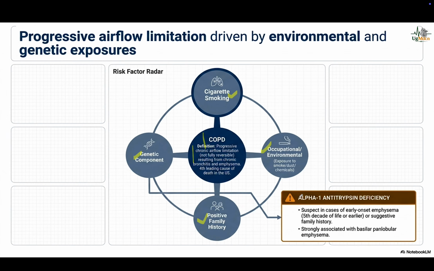Suspect alpha-1 antitrypsin deficiency in patients presenting with early onset emphysema before their 50s, or a family history of the condition. It is classically associated with basilar panlobular emphysema.